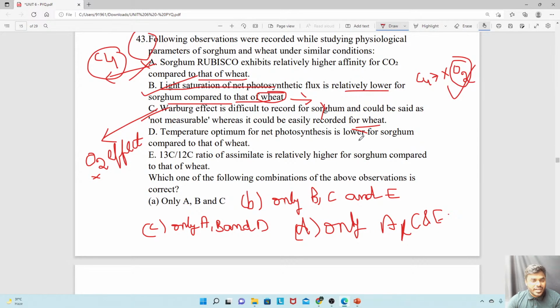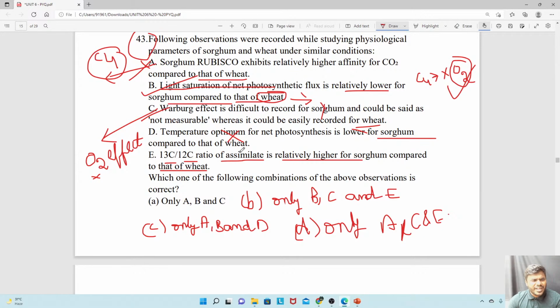Temperature optimum for net photosynthesis is lower for sorghum compared to that of wheat. No, temperature is not at all optimum for the sorghum. It's higher for the sorghum. Option D is wrong. 13 carbon 12 carbon ratio of assimilate is relatively higher for sorghum compared to wheat.